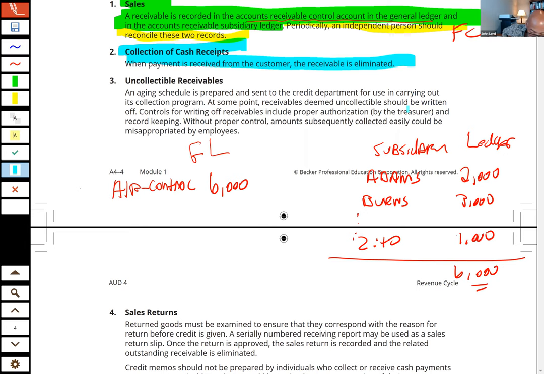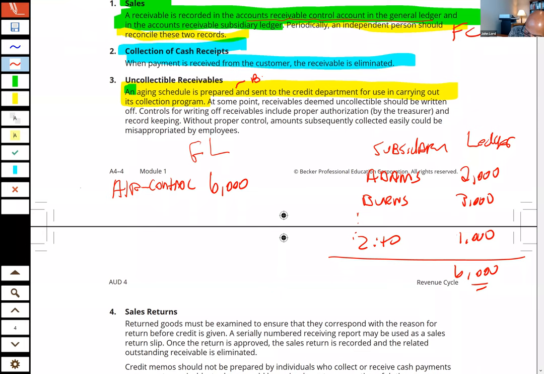Okay, good. Now we come down and look at uncollectible receivables and an aging schedule. An aging schedule is prepared and sent to the credit department for use in carrying out its collection program. That aging schedule is prepared by the client, because sometimes candidates get confused and think the accountant prepares it. The client prepares the aging schedule, saying these receivables are current, these are 30 days past due, 60 days, and so on, and they age those receivables that way. The auditor, though, would inspect.